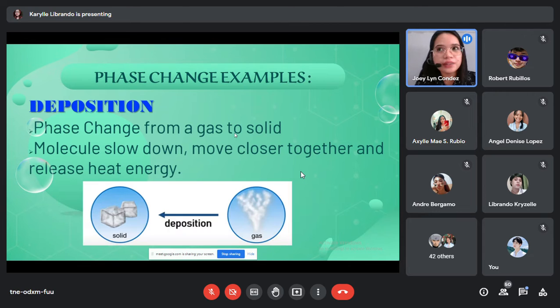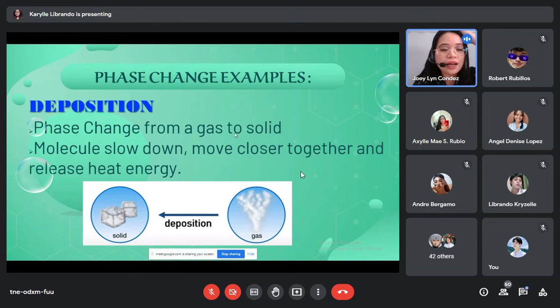We have here deposition. So deposition, that's from gas to solid. If there is an extreme drop in temperature, like we remove a lot of heat energy, below the freezing point, the gas can change into solid without passing the liquid phase.